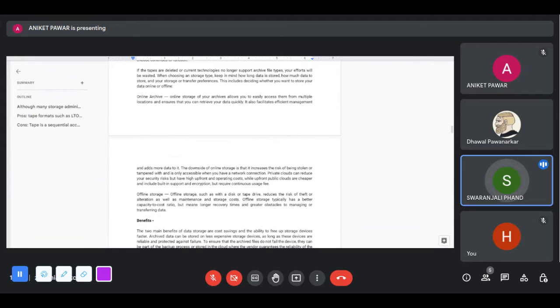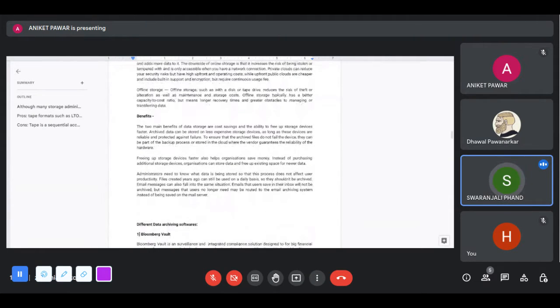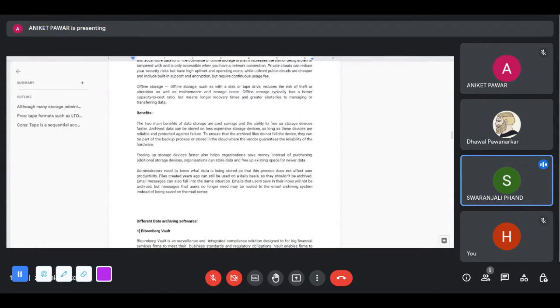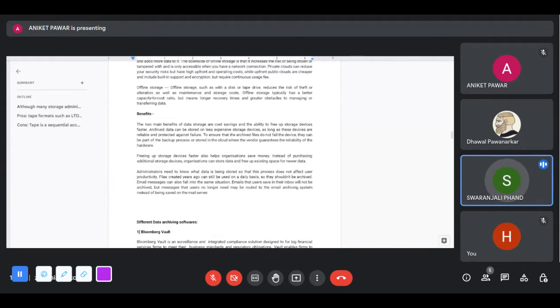And in the offline storage, such as Aniket, can you scroll it upwards a bit?